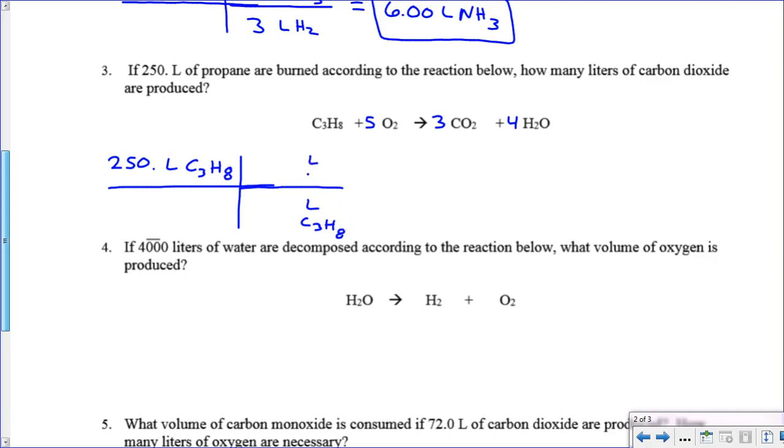So we get to liters of CO2. We look at the balanced chemical equation. We see that for every 1 liter of propane, we end up producing 3 liters of CO2. And we get 750, and then we have to have that decimal point on the end again to maintain the 3 significant figures that we had, and it's liters of CO2.